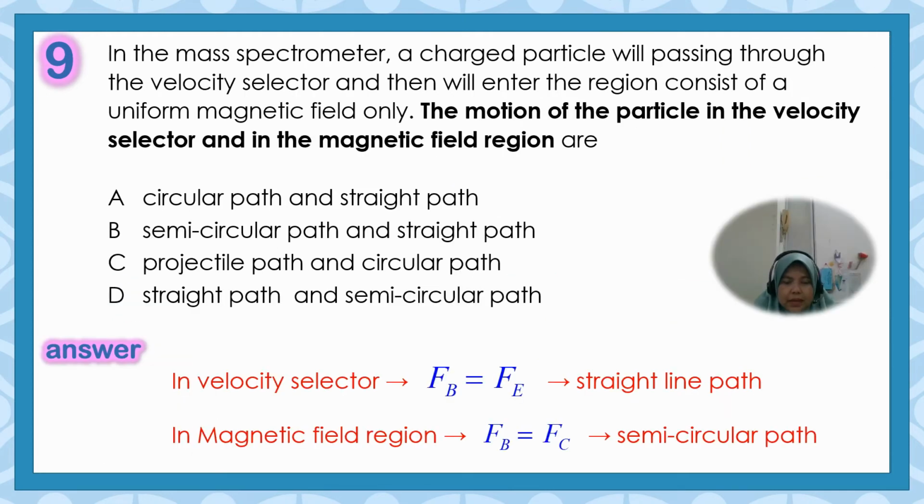For question number 9, in the mass spectrometer, a charged particle will pass through the velocity selector and then will enter the region consisting of the uniform magnetic field only. The motion of the particle in the velocity selector and in the magnetic field region are.